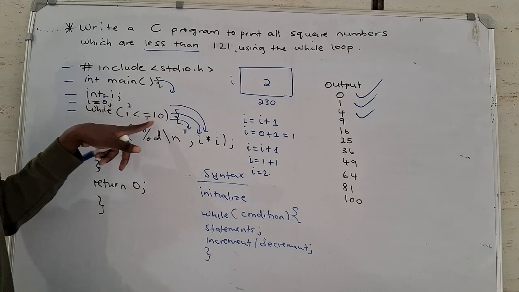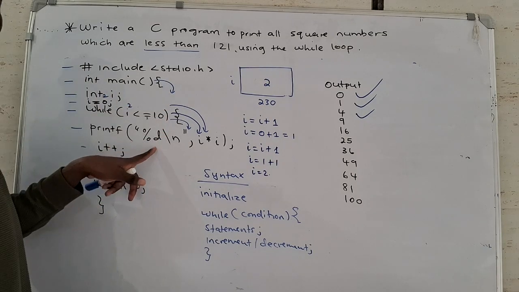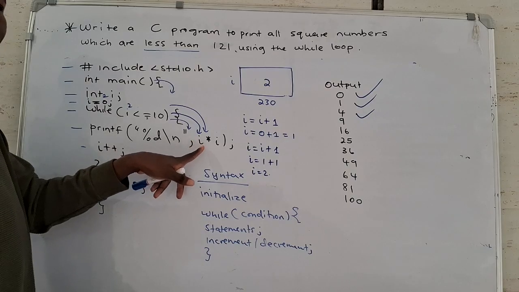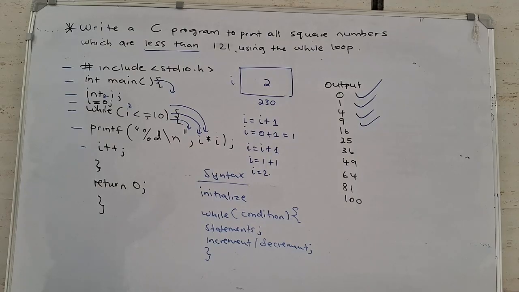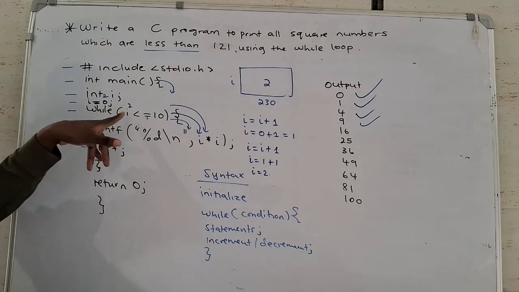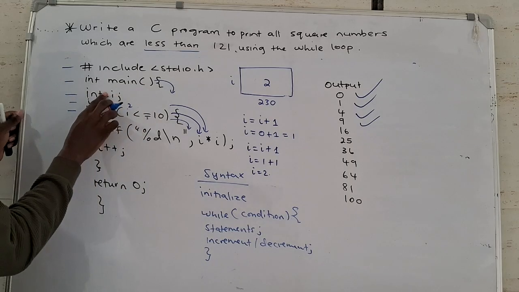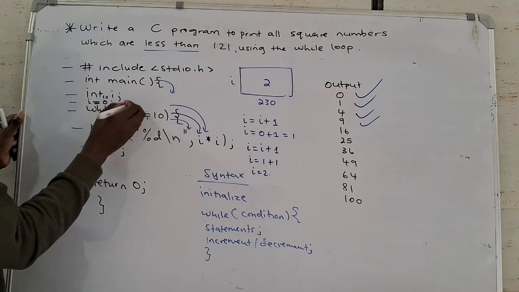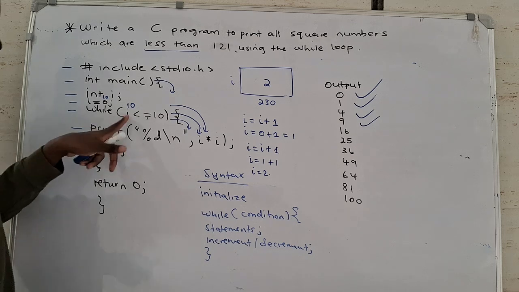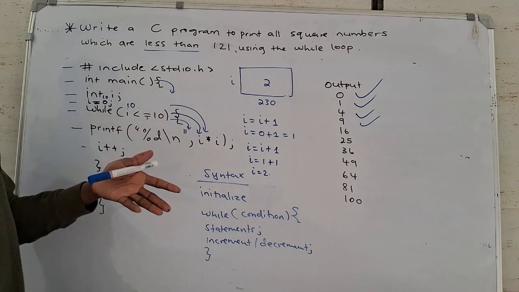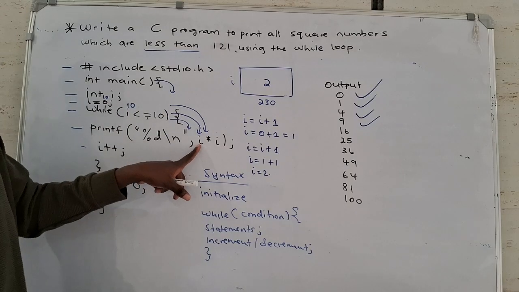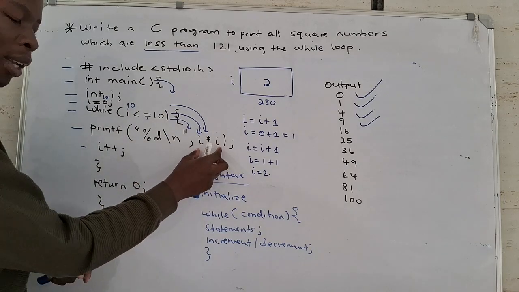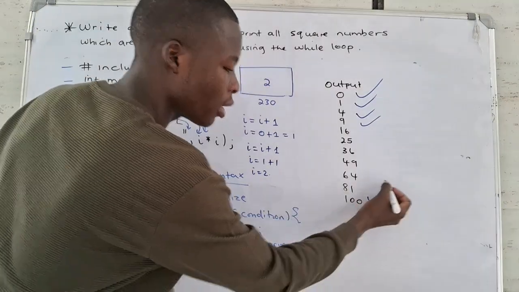3 is checked. 3 is less than 10, right? Then it is going to enter into the while loop. It is going to print 3 times 3. What is the answer? This is 9. So the value of I is going to be incremented till it is 10. Let's say the value of I is 10. Now I is 10, and 10 is less than or equal to 10. This is true. Then the compiler is going to enter. Now it is going to print 10 times 10. Then this 100 will come.